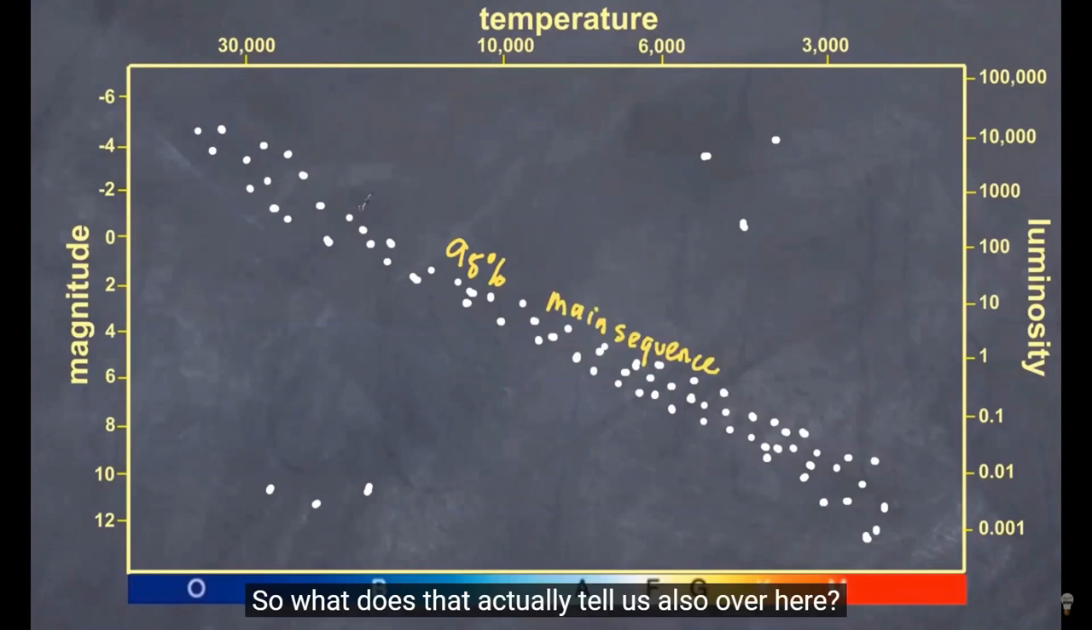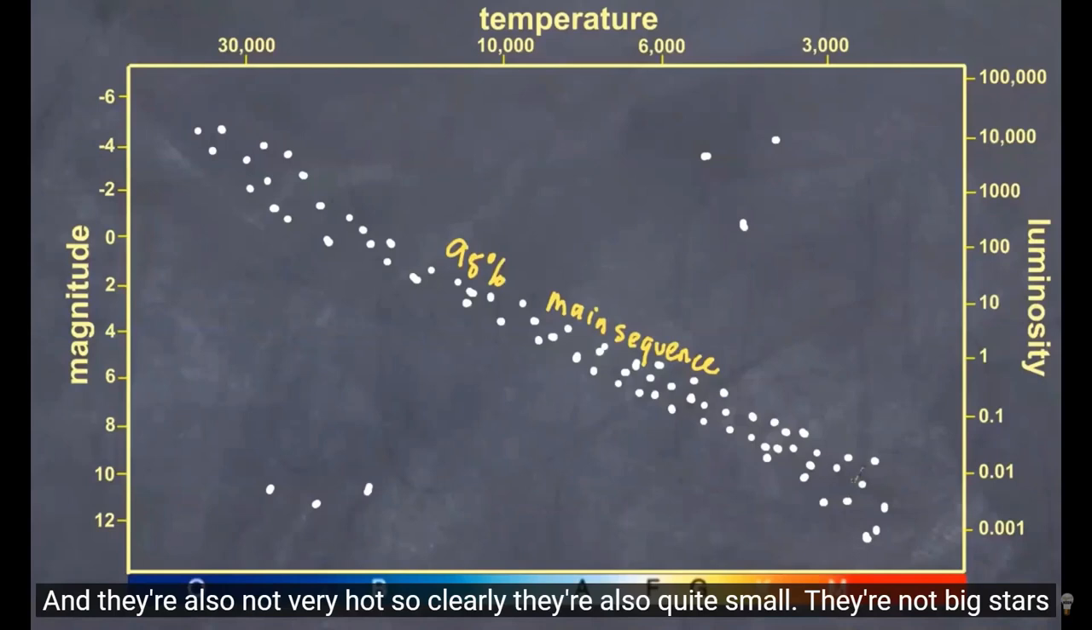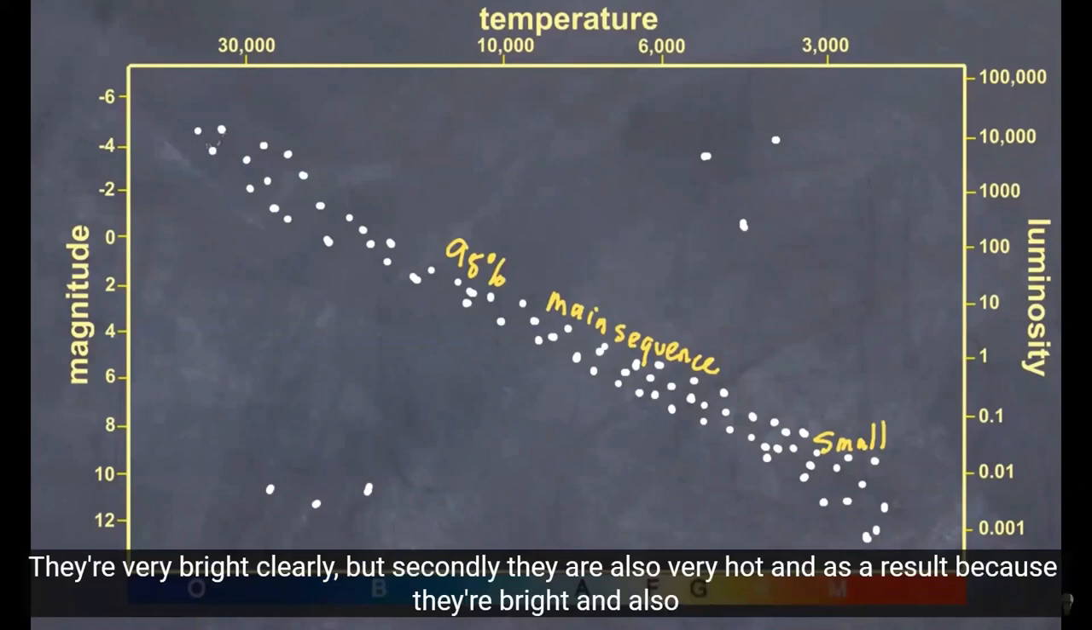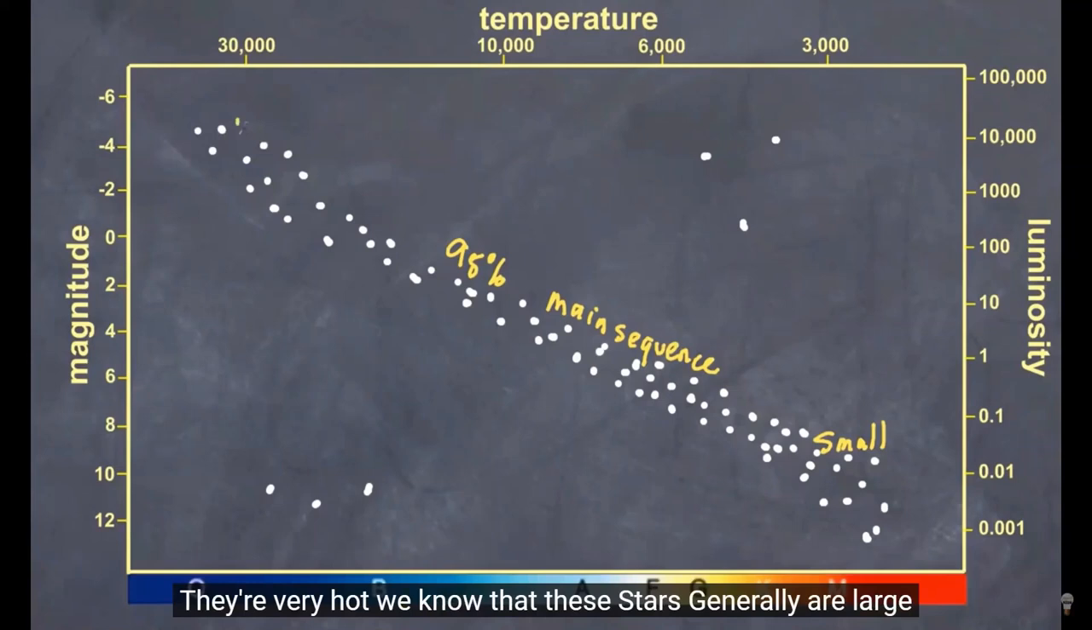So what does that actually tell us? Well, over here, we have stars that are not very bright, and they're also not very hot. So clearly, they're also quite small. They're not big stars. If we go up to the top of the main sequence, these stars are very bright, clearly. But secondly, they are also very hot. And as a result, because they're bright and very hot, we know that these stars generally are large.